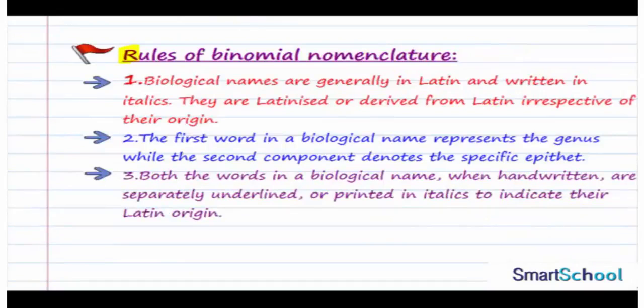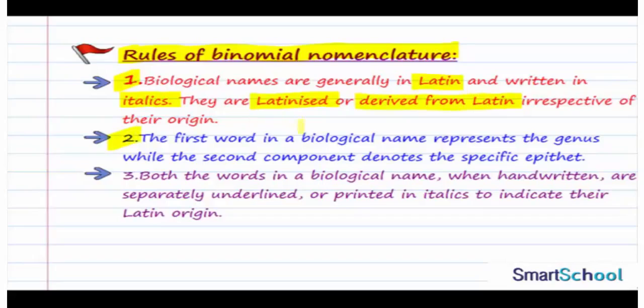We'll now study what are the rules of binomial nomenclature. The very first rule is that biological names are generally in Latin and written in italics. So the names are in Latin and they are written in italics. They are Latinized or derived from Latin irrespective of their origin. So irrespective of where the origin of the organism is, the names are Latinized or derived from Latin.